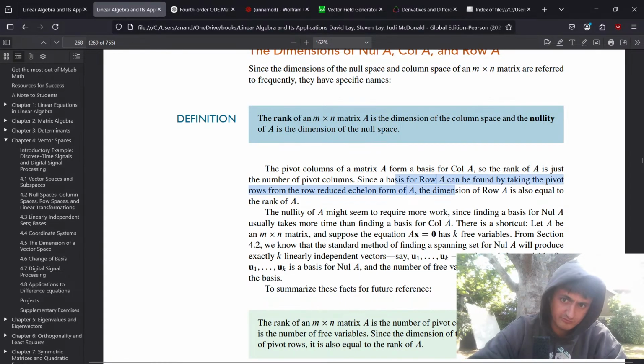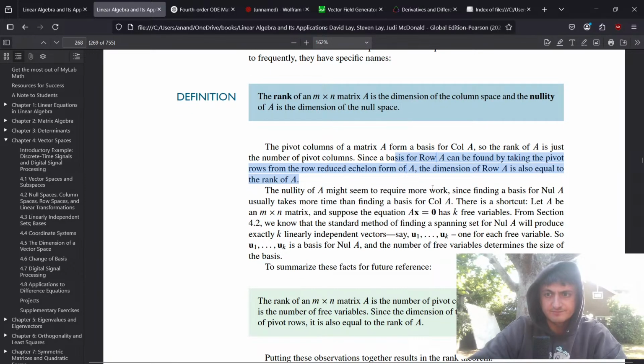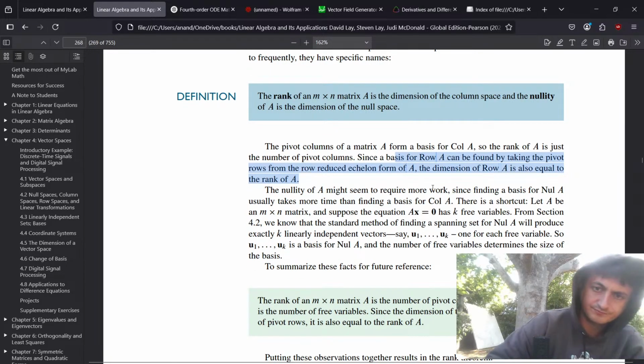Since a basis for row A can be found by taking the pivot rows from the row reduced echelon form of A, the dimension of row A is also equal to the rank of A. Okay.